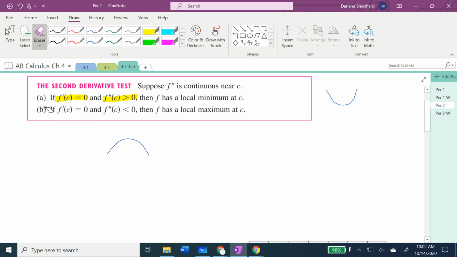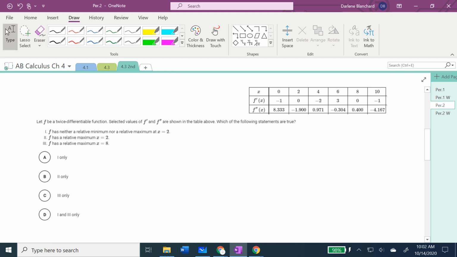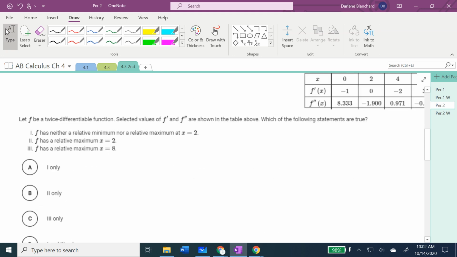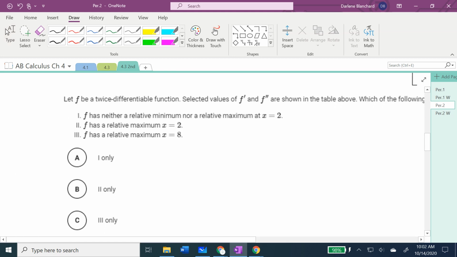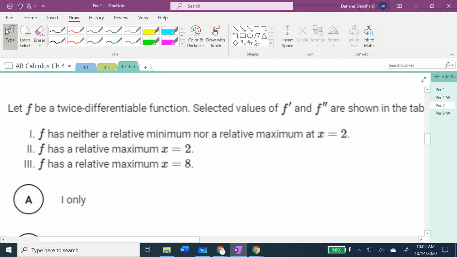I took that out so that you couldn't just see the answer and you had to think about it. Okay, now I've got another question for you. I suppose I could have taken the time to make it visible, but I'm going to just share with you what this is and then go over to the table. Okay, now they're telling you that f is a twice differentiable function.